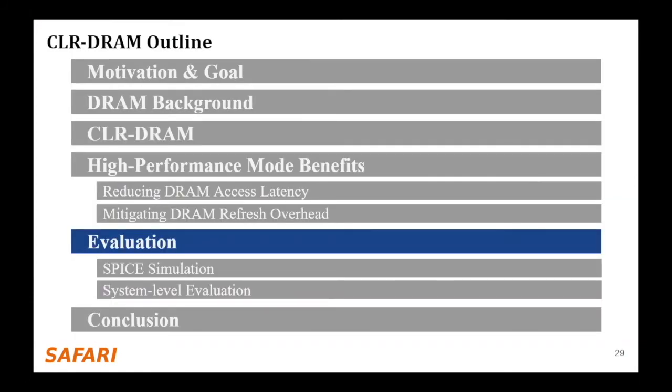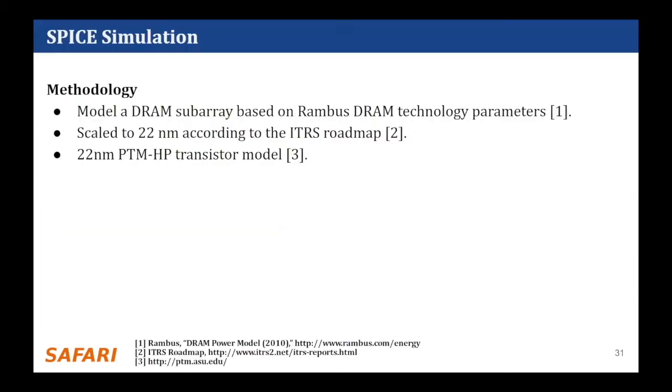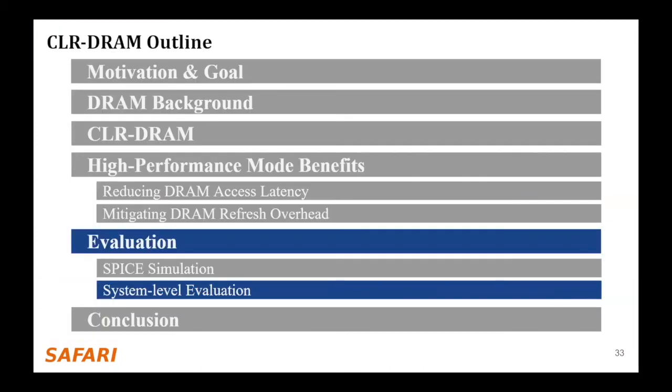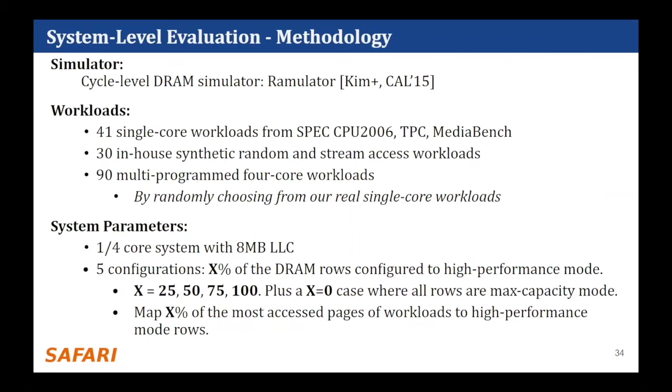Now, let me quickly go through the evaluation part since the results are already covered in previous lectures. We use SPICE simulation to evaluate the latency impact of CLR-DRAM, and we show that CLR-DRAM can significantly reduce all four DRAM access latencies, which are tRES, tRCD, tRP, and tWR. We also evaluate the system level performance and DRAM energy impact of CLR-DRAM using Ramulator and DRAMPower.